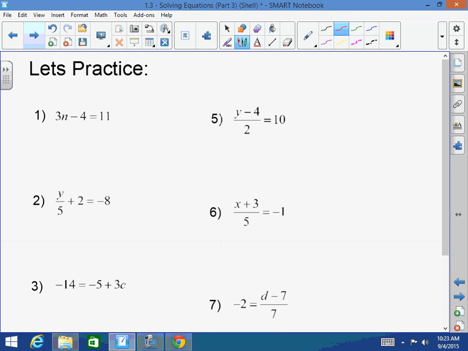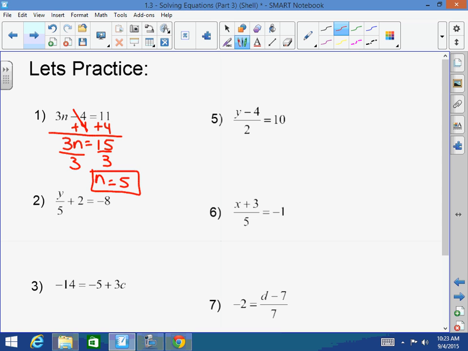So again, I'm going to repeat myself a lot. I want you to understand what it is that I'm repeating. So the first thing I ask myself, I'm solving for n. Is there anything being added to the n? Yes. What's being added to the n? A negative 4. So I'm going to add 4 to both sides. I undo addition and subtraction first. And I have 3n equals 15. What is the relationship between the 3 and the n? They're being multiplied, so I divide to get rid of multiplication, and n will equal 5.